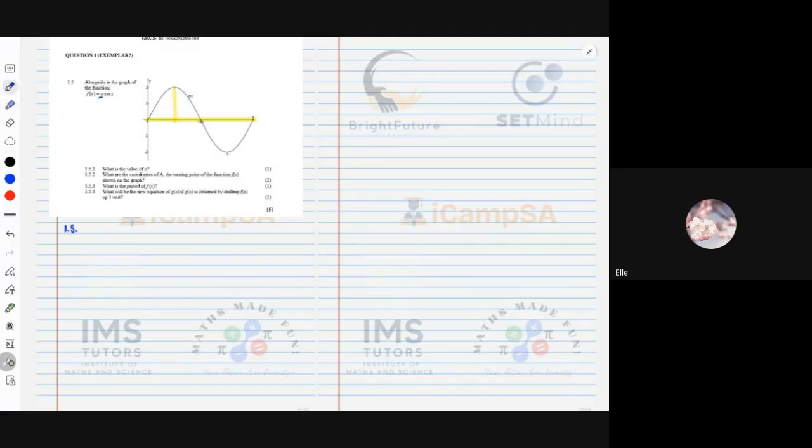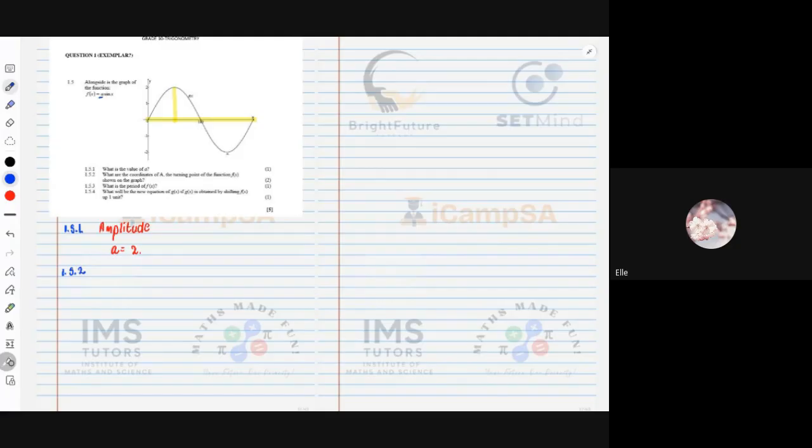1.5.1, what is the value of a? They're asking for amplitude. Let me write amplitude. The value of a is equal to 2. Let's move on. We have talked about amplitude. What are the coordinates of A?